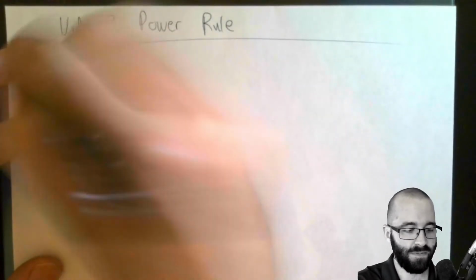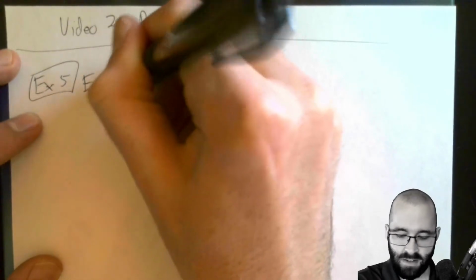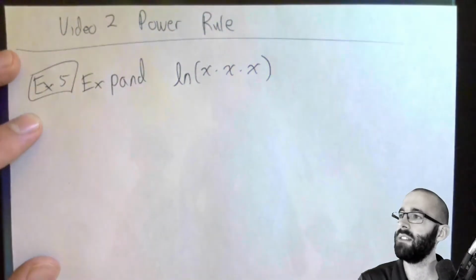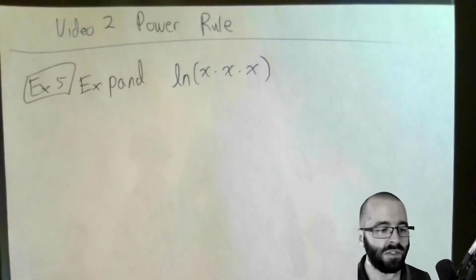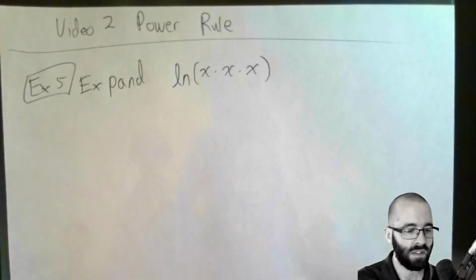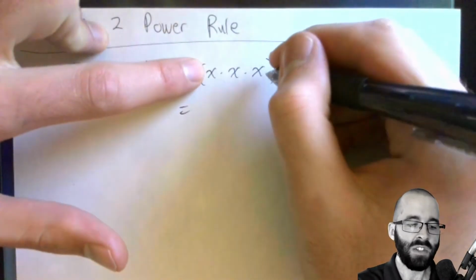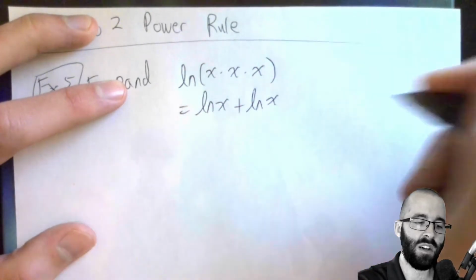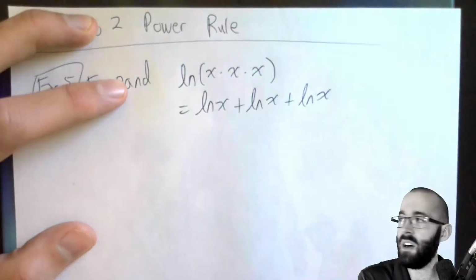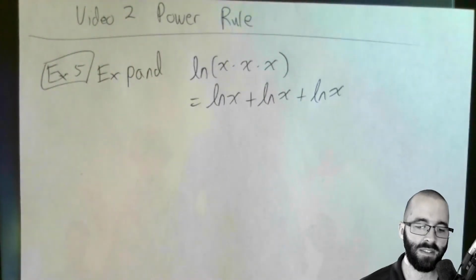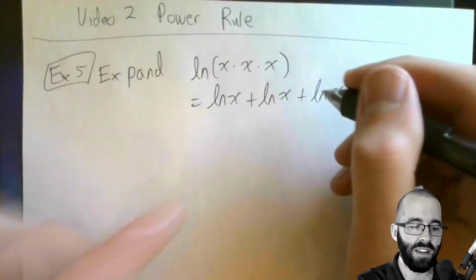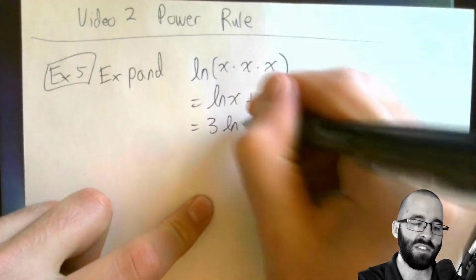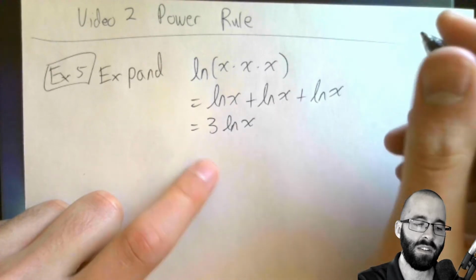Example 5. Expand the natural log of x times x times x. So we say, okay, we can use the product rule twice. Product rule says multiplication on the inside is addition on the outside. Natural log of x plus the natural log of another x plus the natural log of another x. We have 1, 2, 3 of them, and we're adding them all together. So now we have 3 natural log of x.